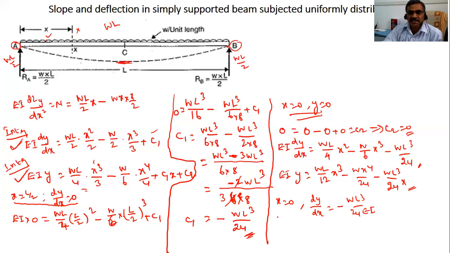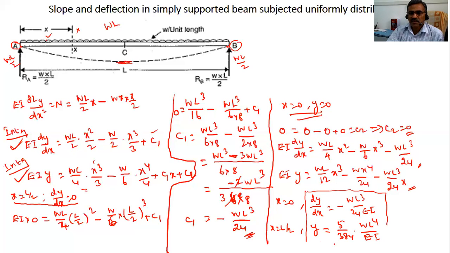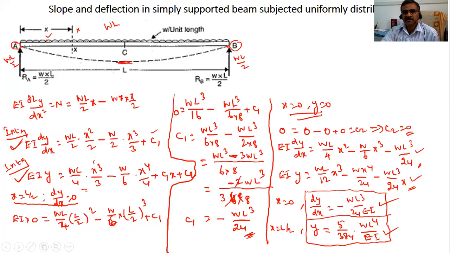But the maximum deflection will be at the center. So you have to substitute x is equal to L by 2. If you substitute L by 2, you will get maximum deflection, that will be 5 by 384 W L power 4 by EI. So we have the equations for maximum slope and deflection. This is the equation for maximum slope, this is the equation for maximum deflection, this is the generalized equation for slope, and this is the generalized equation for deflection. So this is the way you have to solve this.